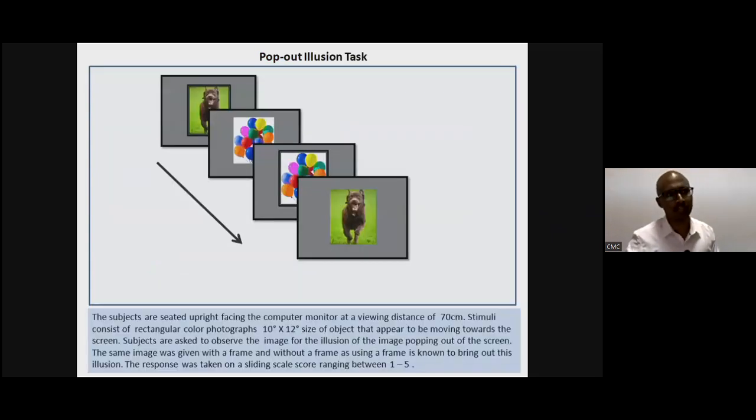So we designed a task again, which was quite easy. We pulled out some images, with help from everybody in the team, and the patient and controls had to say whether the object appeared to be jumping out or not. We had two conditions: whether the object was framed and whether it was not framed. There was some gaming literature that said that if you frame it, then the 3D effect is more, and it looks like the object is jumping out more.